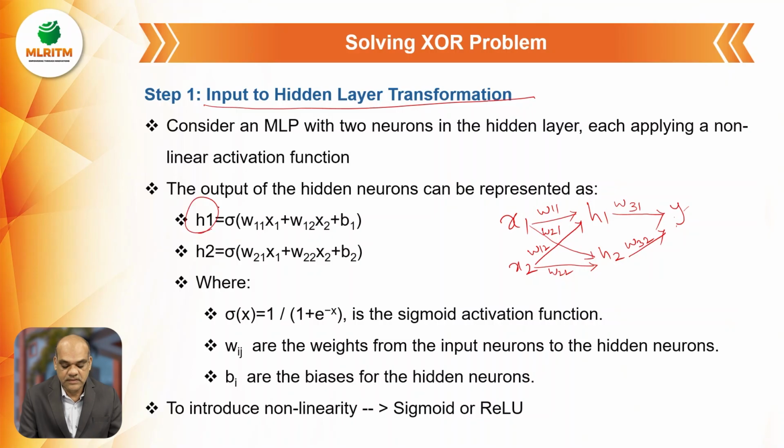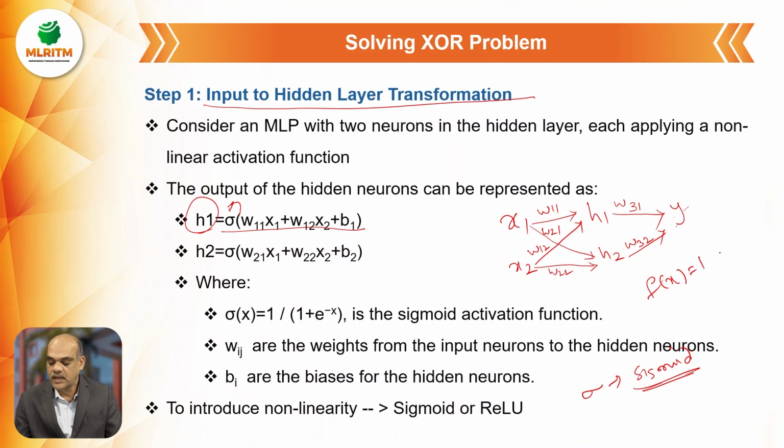To calculate the H1 neuron at the hidden layer, I am using the activation function called sigma, the sigmoid activation function. In general, for a normal activation function f of x, f of x equals 1 if x is greater than or equal to 0, and f of x equals 0 otherwise. That means if the x value is greater than or equal to 0, the output we are going to get is 1.